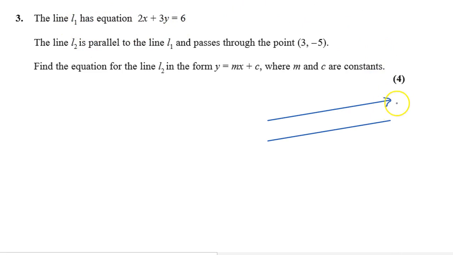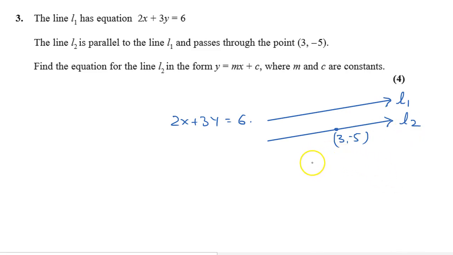Question 3. Line L1 has an equation. Suppose this is line L1 and its equation is 2x plus 3y is equal to 6. Line L2 is parallel to L1, so this is L2, both are parallel, and it is passing through 3 and -5. Find the equation of L2.